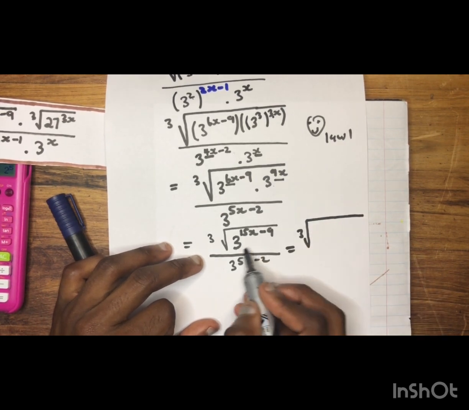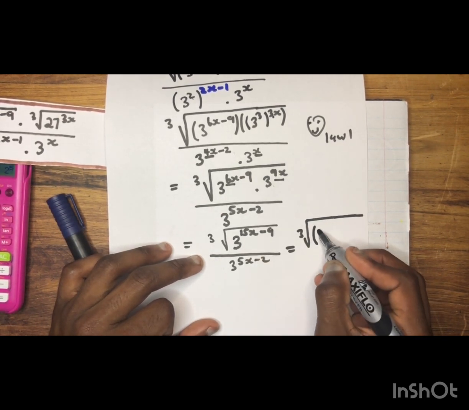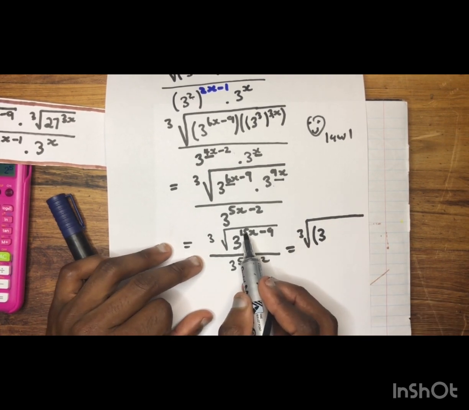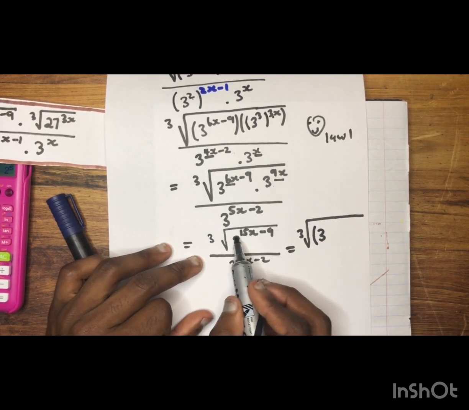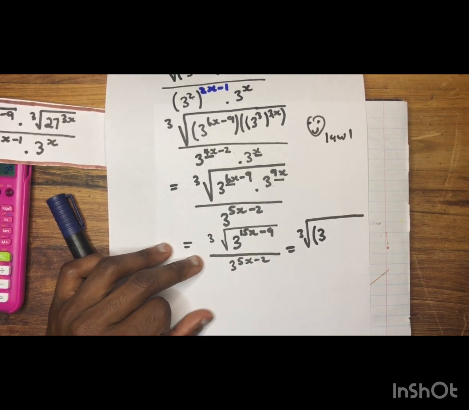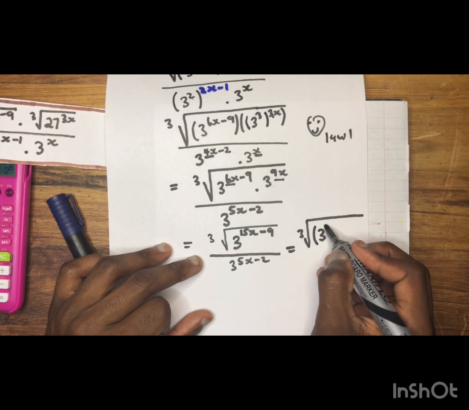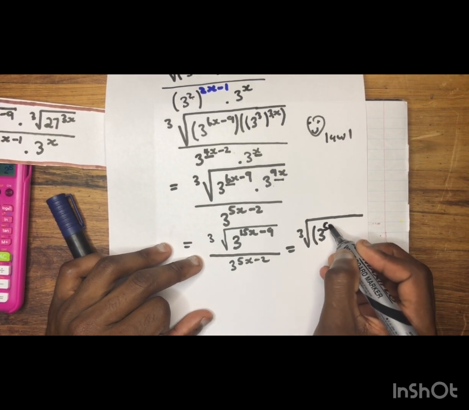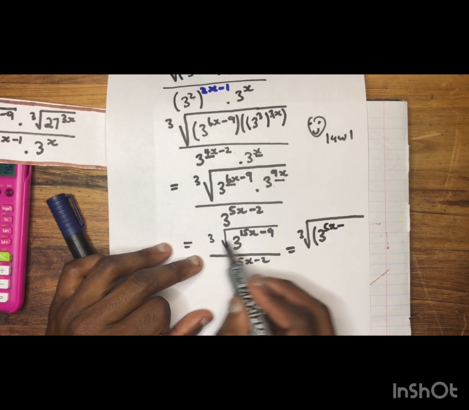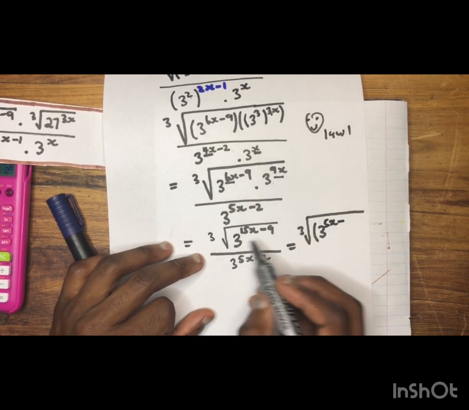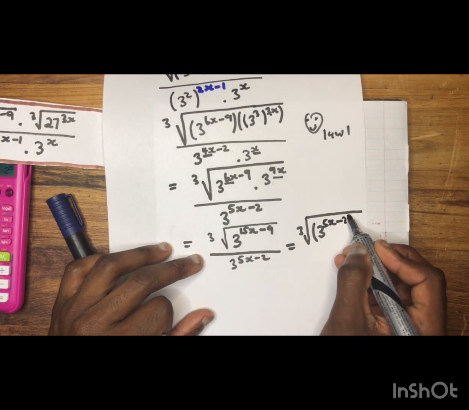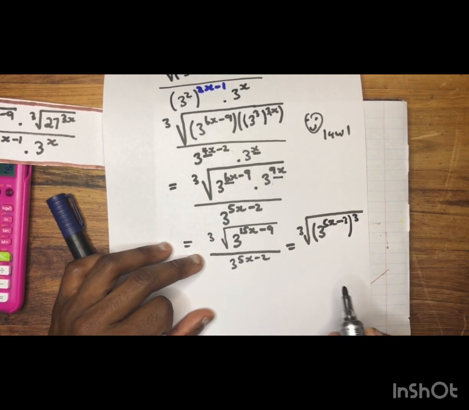But if I open the brackets and apply law number 3, remember, 3 is a multiple of 15. If I say 15 divided by 3, I get what? I get 5. So here is 3 to the power 5x minus, also 9 is a multiple of 3. So I'm going to say 9 divided by 3, we get another 3. Then we take out 3, guys.